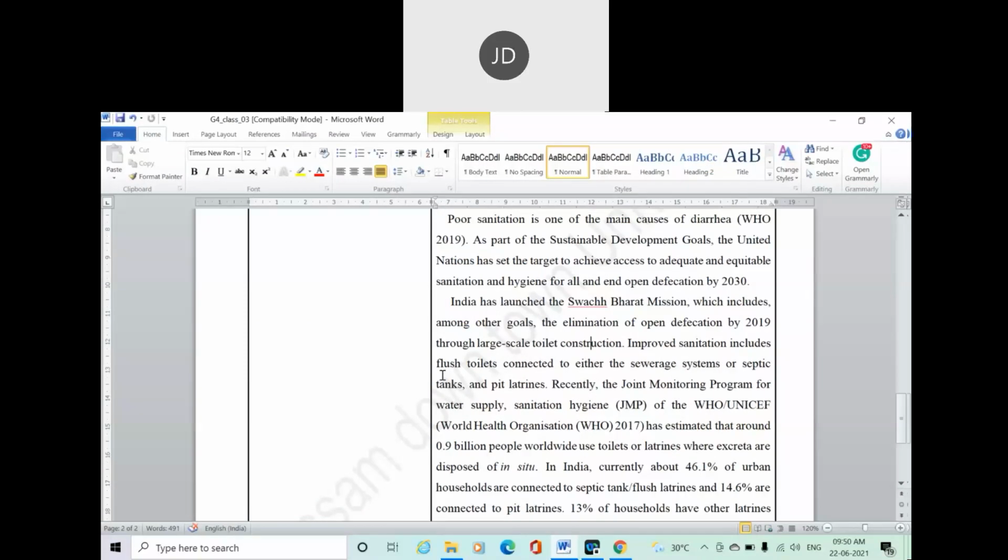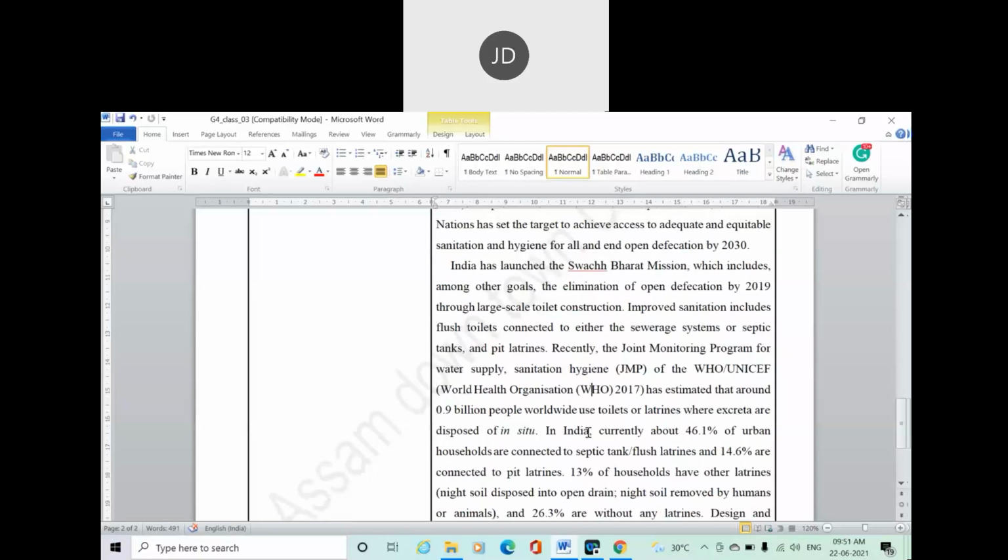A flush toilet means one uses a flush of water, about 1 to 1.5 liters, before and after use of the toilet. That's why it's called a flush toilet. It is connected to a sewerage system or to a septic tank. That means the wastewater goes directly to the centralized sewerage system, or to an individual septic tank, which is practiced in many areas. Pit latrines can also be used for improved sanitation.